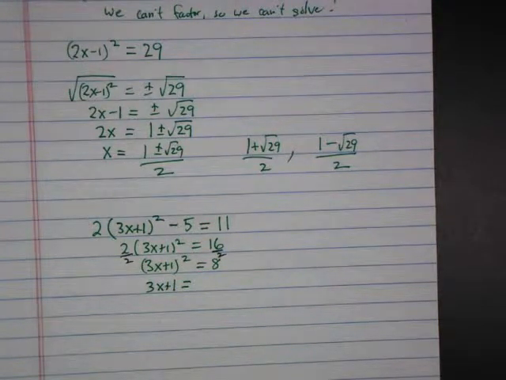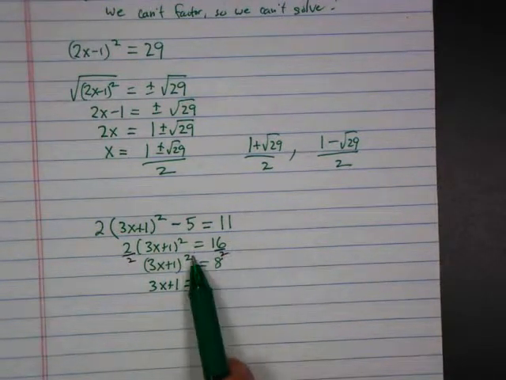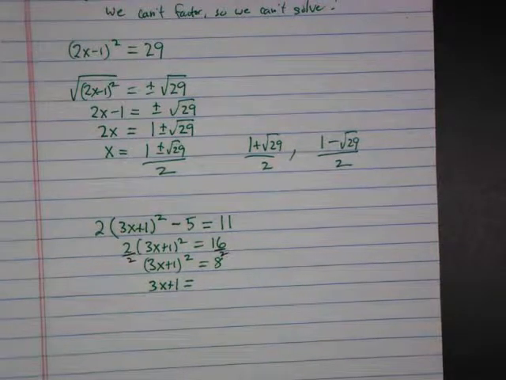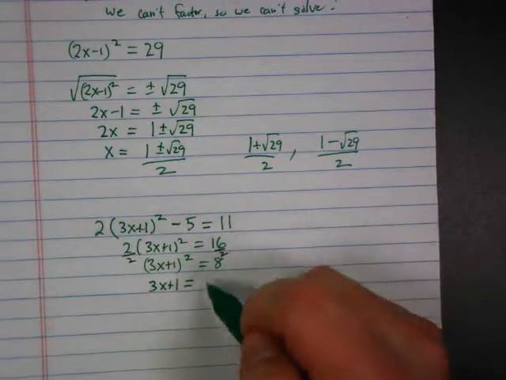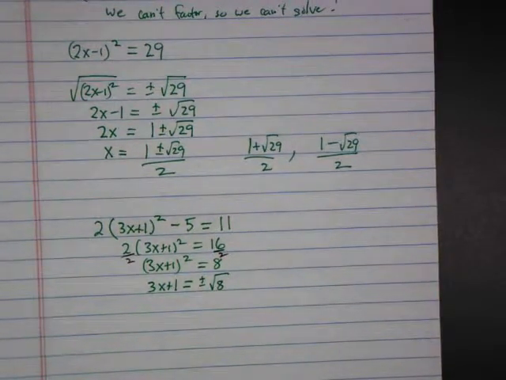All right, so typically when we do the square root, on the left-hand side we're going to have 3x plus 1. The square root's going to cancel the square. And on the right-hand side, what do we have? Plus or minus the square root of 8. Okay, so we had to do a couple steps to get the square thing all by itself. Then we do square roots.